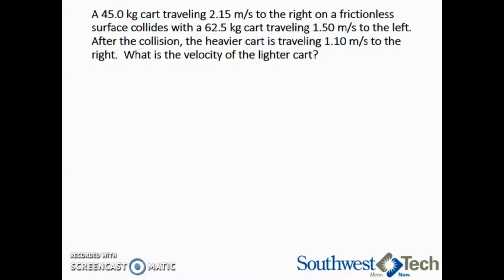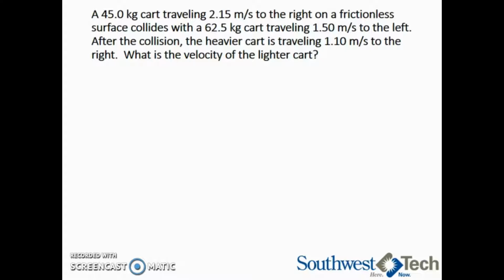A 45 kilogram cart traveling at 2.15 meters per second to the right on a frictionless surface collides with a 62.5 kilogram cart traveling 1.5 meters per second to the left. After the collision, the heavier cart is traveling 1.1 meters per second to the right. What is the velocity of the lighter cart?